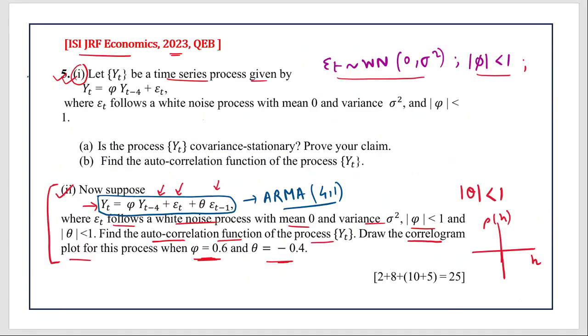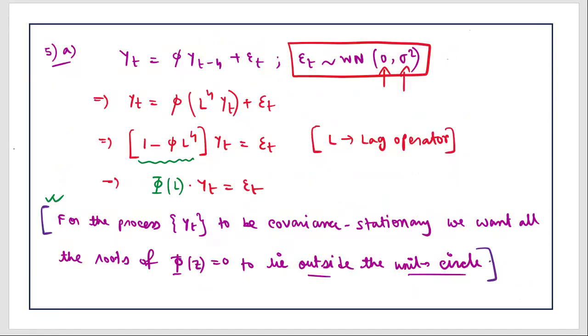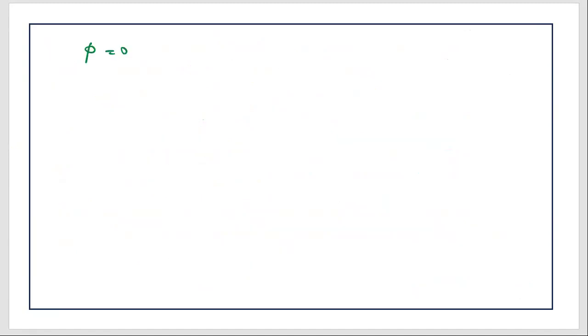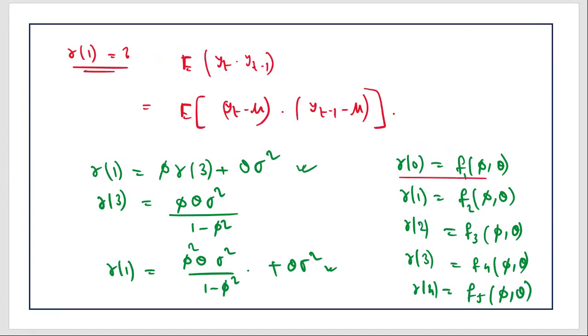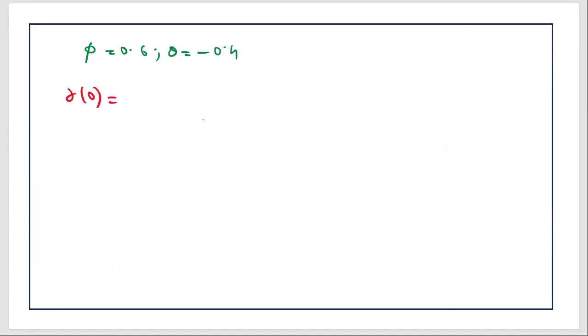Now, if you get back to the question they have asked you, what they have asked you is to find out the autocorrelation function and draw the correlogram plot when phi is 0.6 and theta is minus 0.4. So now if you apply these values, phi is 0.6 and theta is minus 0.4, in the relationships that you have got. Since everything is a function of phi and theta, you can apply this phi value and the theta value in every relationship that you have.